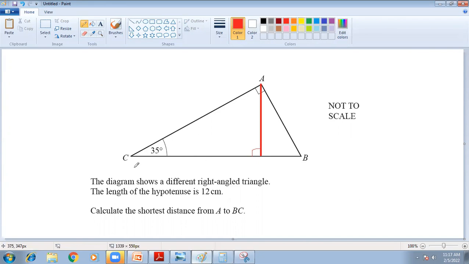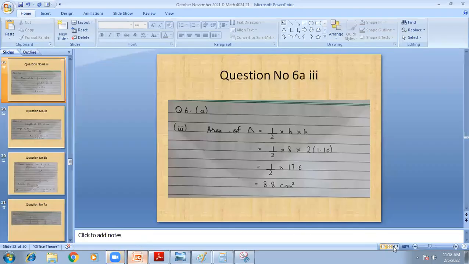So once I know this, I know this whole side is 12. So you can find this side first of all using the big triangle. Once you know this side AC, then I can use this small right angle triangle. I know this angle, I know this side, so I can find this. That will be the shortest distance from A onto the BC. I hope that you understand this strategy. Okay, so let's go to the solution.